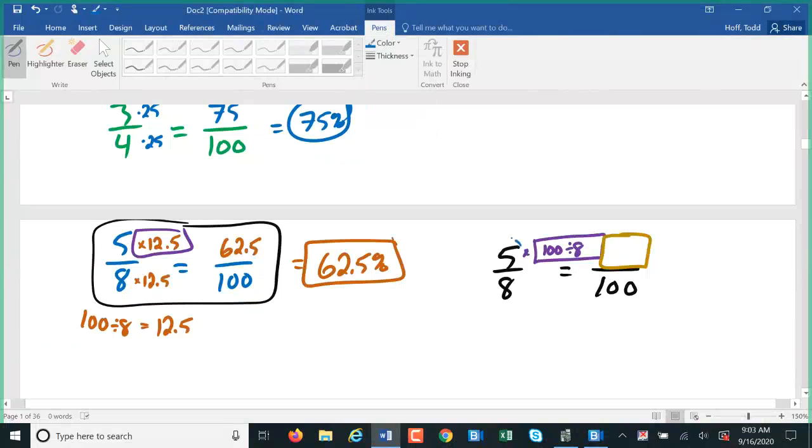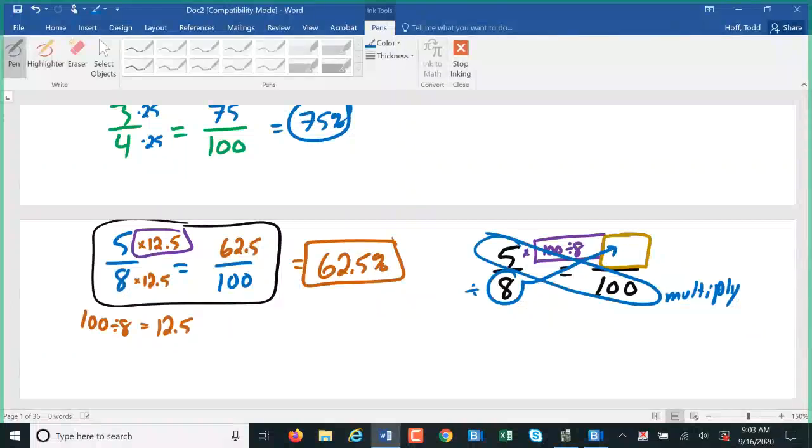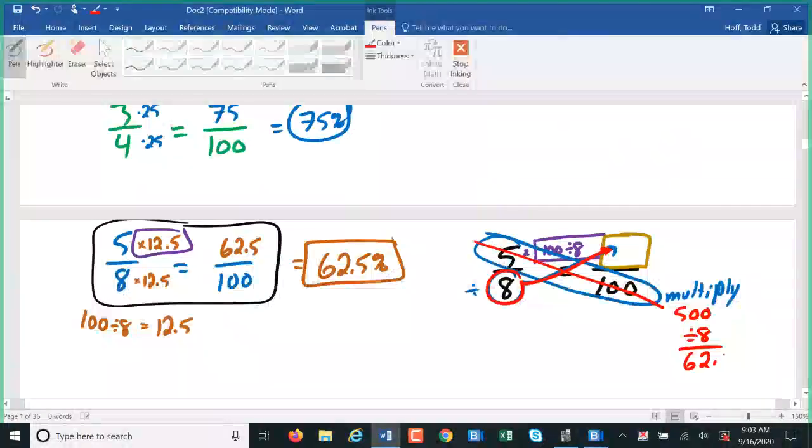there's always going to be two numbers that are diagonal with each other. Those two numbers are multiplied. 5 times 100. And then there's a number that is diagonal to our missing number. We divide by that number. So the process is called cross multiply and divide. So here it would be 5 and 100 are diagonal, so we multiply those. 5 times 100 is 500. The 8 is diagonal to our missing number, so we divide by 8, giving us 62.5.